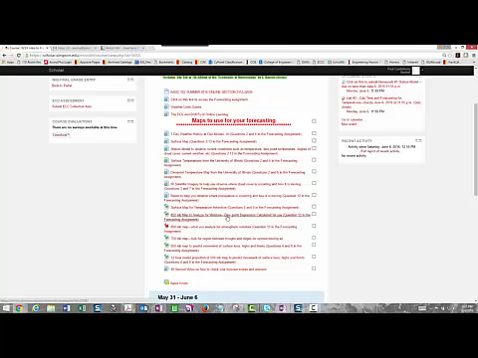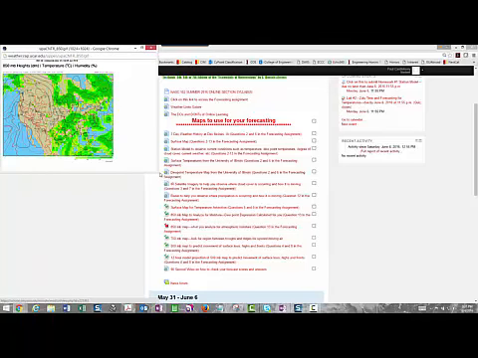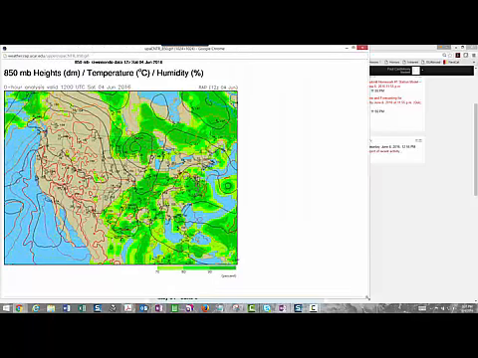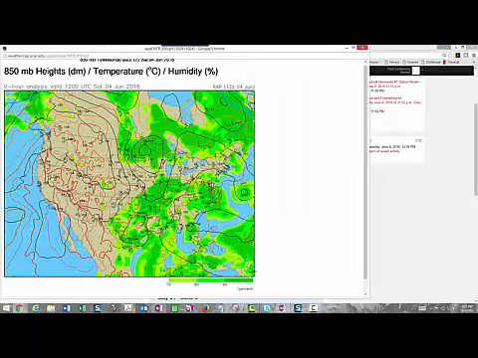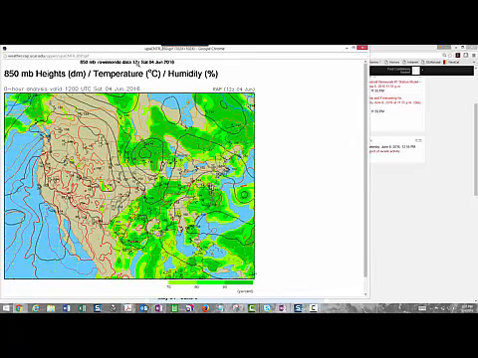So if I were to click on this link right here, these are station models, just what you finished last week in your exercises. Notice this is at 850 millibars, about a mile up. Notice this is for 7 a.m. Saturday, June 4th, 2016.